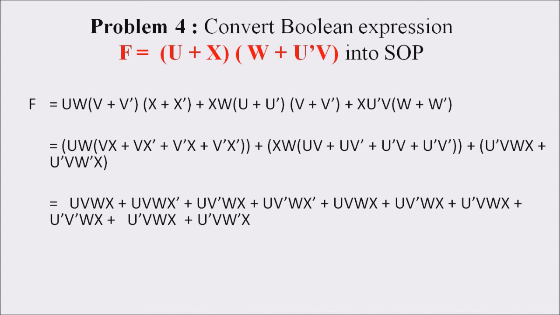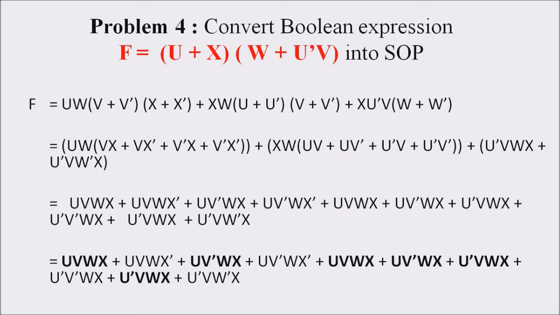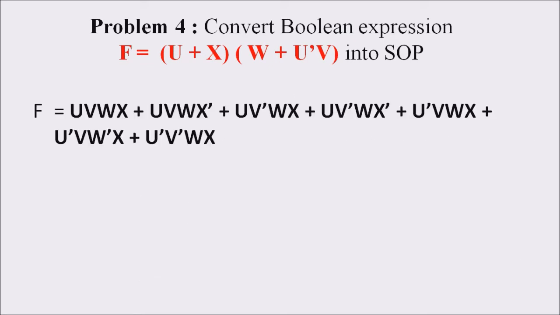Here, in the solved function, we can see some terms appearing twice. Those terms are UVWX, UV bar WX, and U bar VWX, each appearing twice. According to the theorem, X + X results in X, so we can replace these occurrences with one. Therefore, the function will be reduced to F = UVWX + UVWX bar + UV bar WX + UV bar WX bar + U bar V bar WX + U bar VWX + U bar VW bar X.